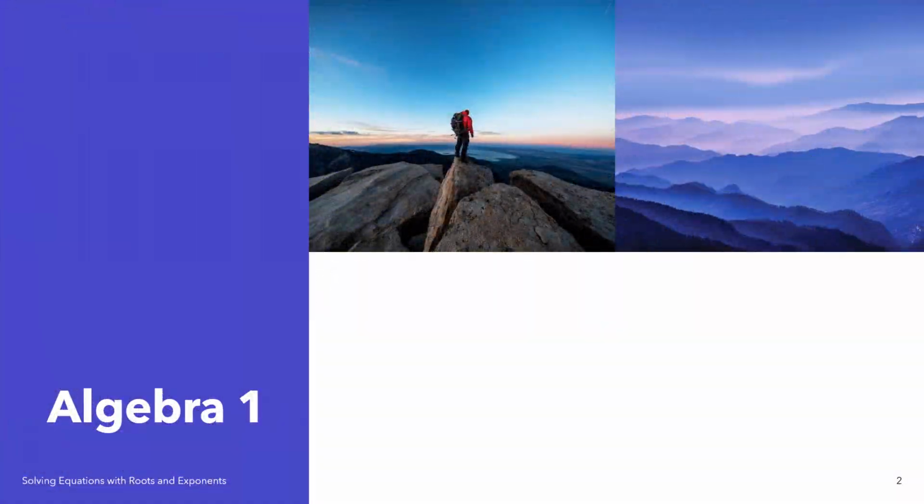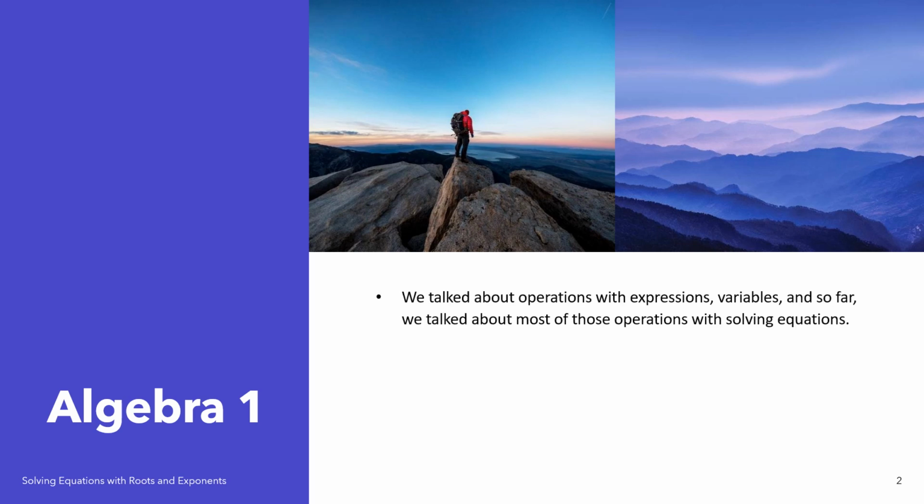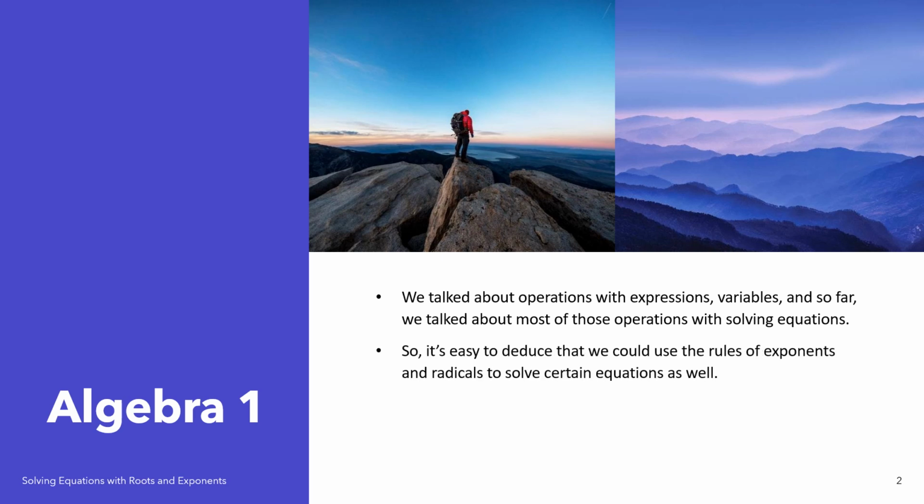I know you all probably saw this coming. There are always patterns in math. Nothing is really all that unpredictable. We talked about operations with expressions and variables, and so far, we talked about most of those operations with solving equations. So it's easy to deduce that we could use the rules of exponents and radicals to solve certain equations as well. Let's start off with a simple example.